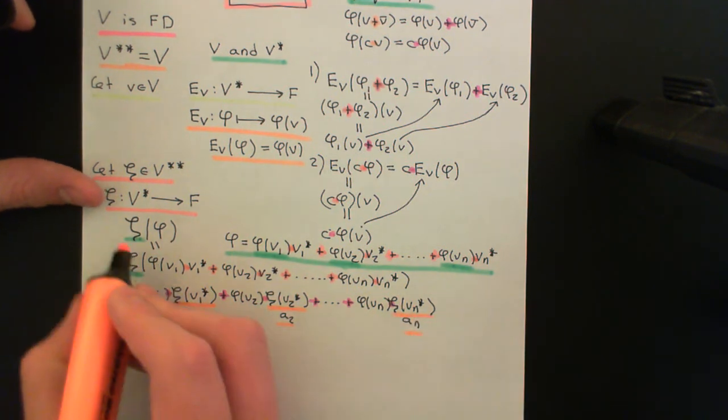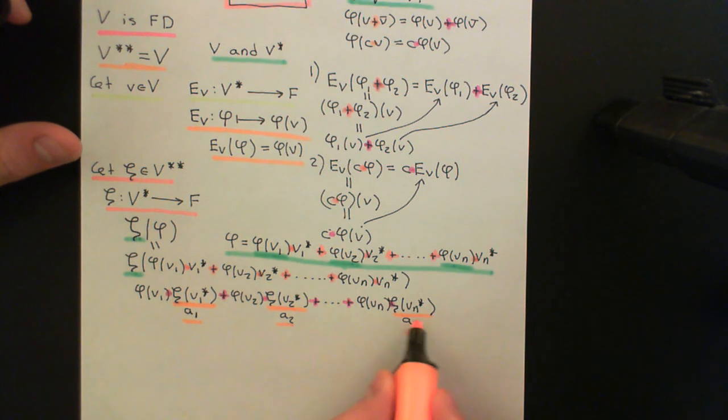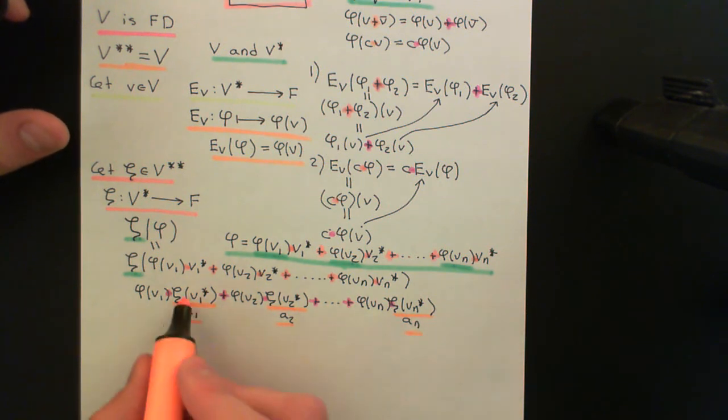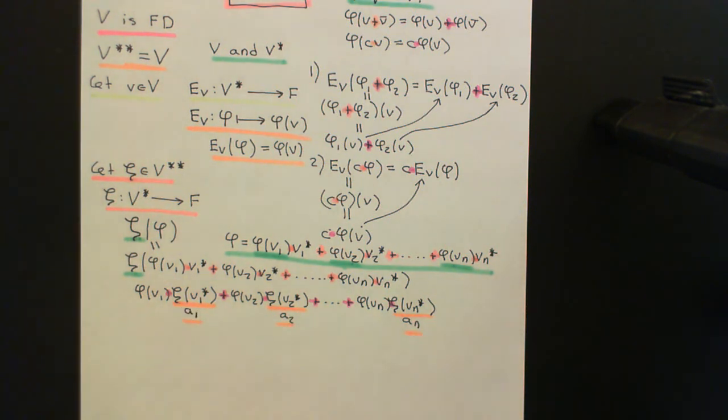Every single different zeta will have a different combination of these. It will send the dual basis vectors onto different elements of the field overall. So every single different element of the double dual vector space will have a different combination A1, A2, all the way up to AN, because as I say, these completely determine the entire linear map. So if they had exactly the same numbers in all of these positions, then they'd be the exact same linear map.